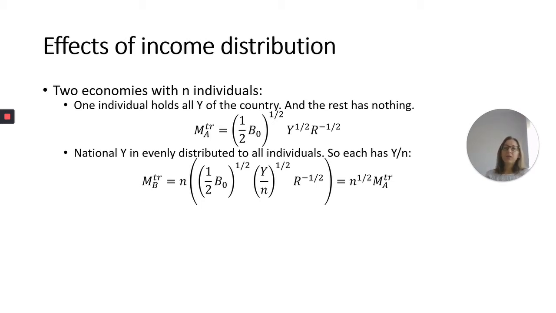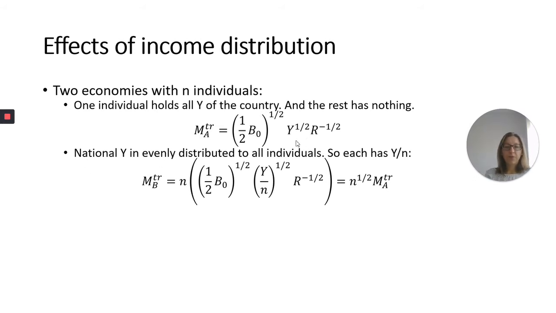For understanding that, we can imagine two different countries. We can imagine country A, where income distribution is very uneven, where one person holds all the income of a country, and the others have nothing. In country B, the income distribution is perfectly even, which means each citizen has the same amount of income.